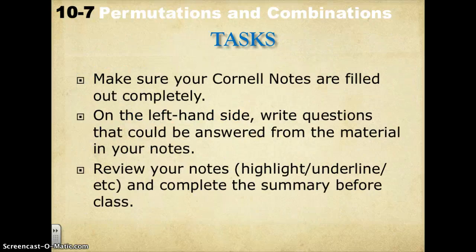Hopefully you have a grasp on the difference between permutations and combinations. You try to use the formula as best you can, and make sure your notes are filled out completely.